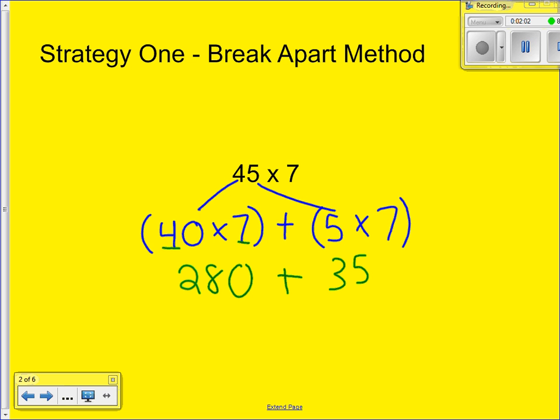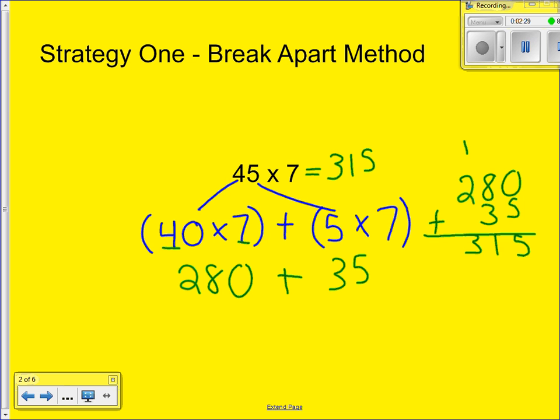I can now add these two parts of my problem. 280 plus 35. When I add them together, I will get the answer to my original problem. So 45 times 7 equals 315.